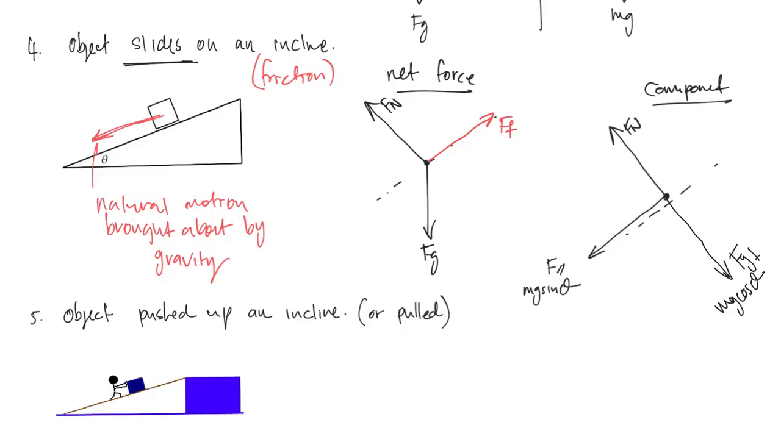If I'm looking at the situation, if this is the only thing, it just slides down the hill, then I've just got that mg sine theta which assists it. If I had friction, then friction would go up the slope, so against that natural motion. So when we talk about the natural motion, we're talking about things like F parallel, mg sine theta, which is going to bring the block down.